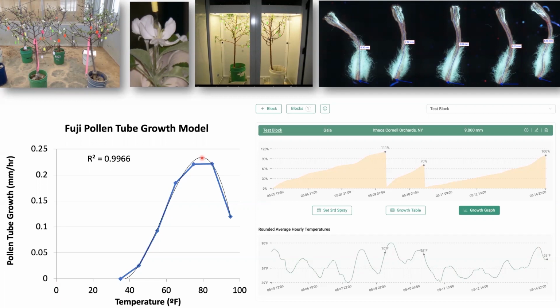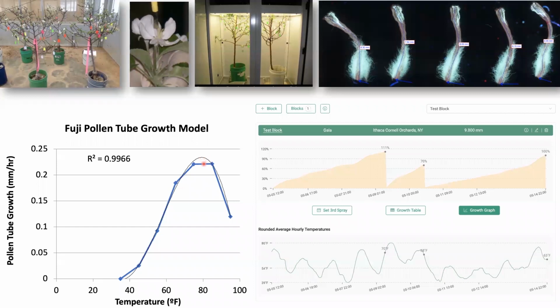And this is really common in a lot of biological systems, that there's kind of an ideal temperature. And then at some point it gets too hot and growth rate actually starts to slow down. And so the ideal growth rate for Fuji would be about 80 degrees, just shy of 80 degrees, for example.